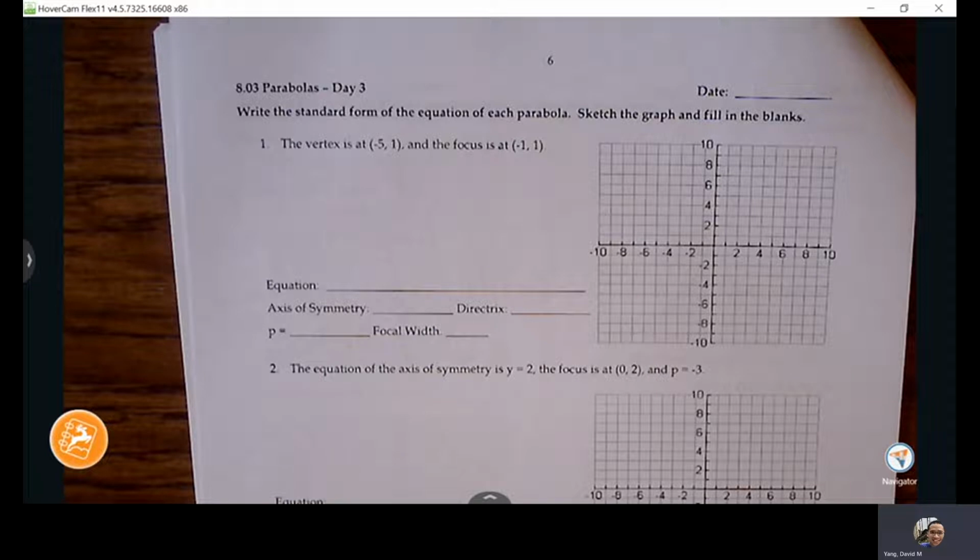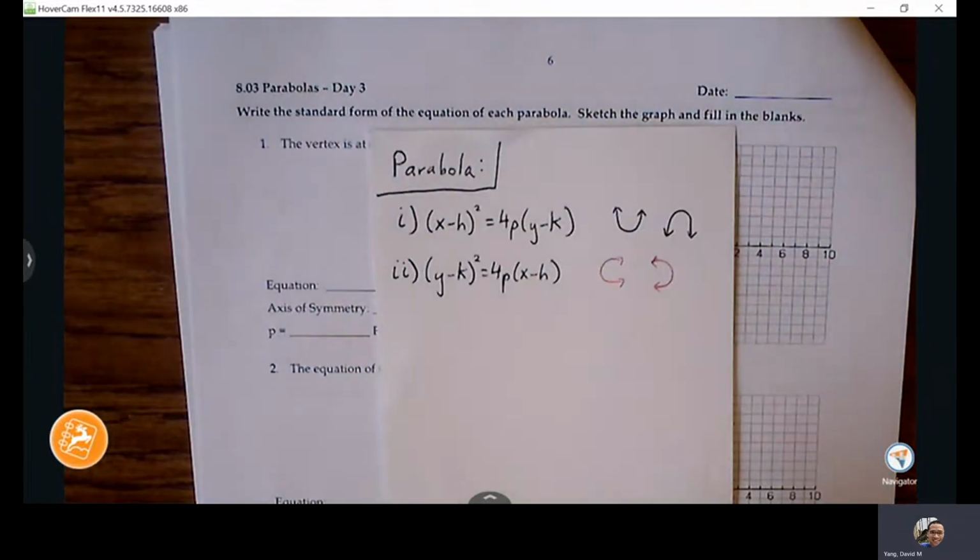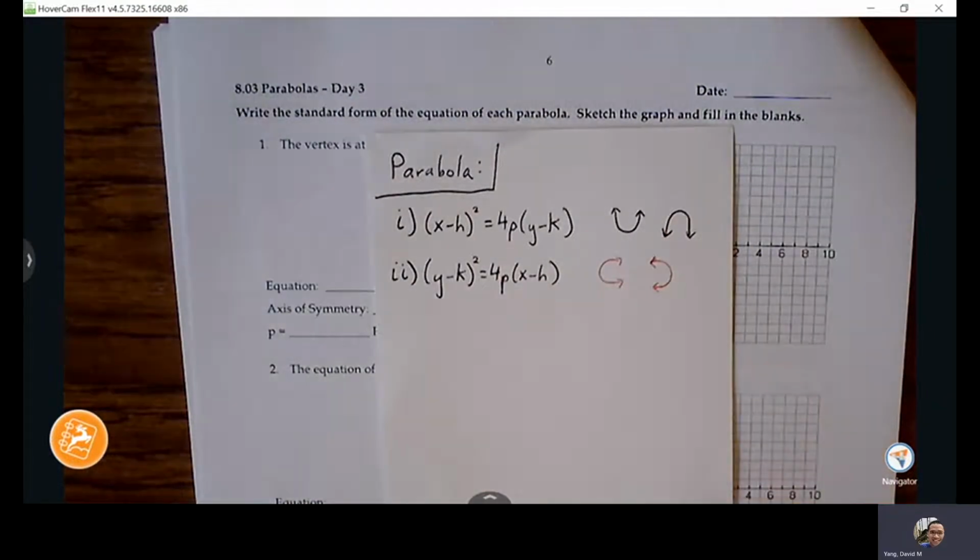Okay, we're continuing just with parabolas. Again, parabolas, there's two equations that we're working towards. It's either the x being squared or the y being squared. If the x is squared, then your parabola is either opening up or down. If your y is squared, then your parabola is either opening left or right. You know that your focus is always inside your parabola, and your directrix is always outside your parabola.